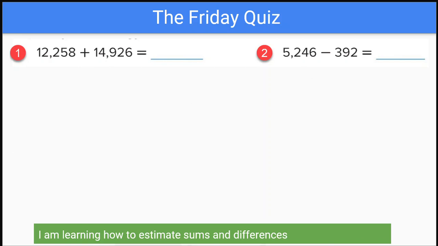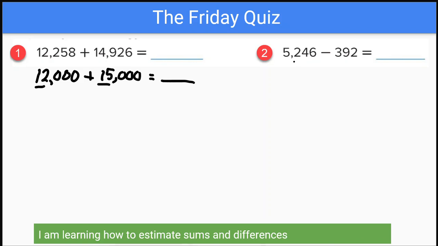Okay, well, let's do this together. I'm going to get you started on it. All right, and it says this right here: 12,258 plus 14,926. And here we go. I'm going to call this 12,258. I'm going to call it 12,000 because it's closer to that than 13,000. Plus 14,926. I'm going to call that 15,000. And then you just got to add them together, okay? You got to figure out 12 plus 15, and then it's going to be thousands, right?